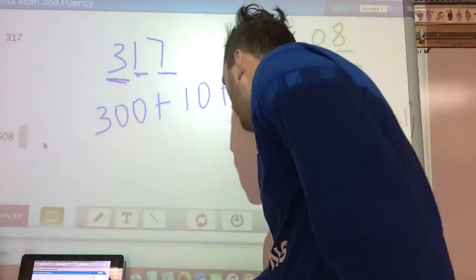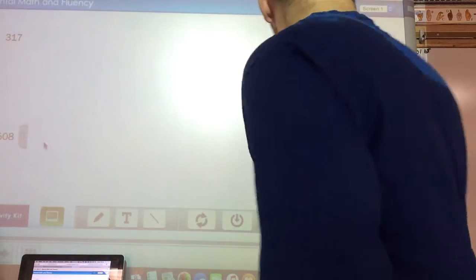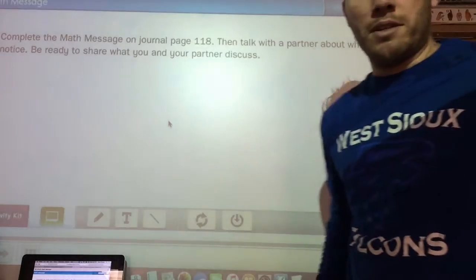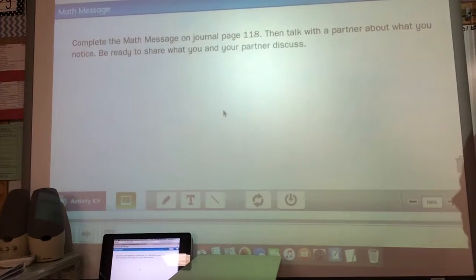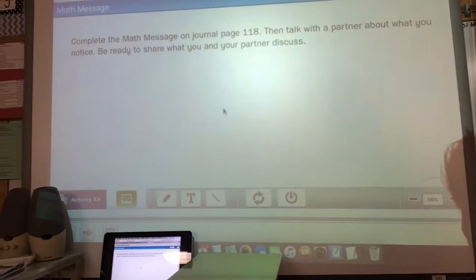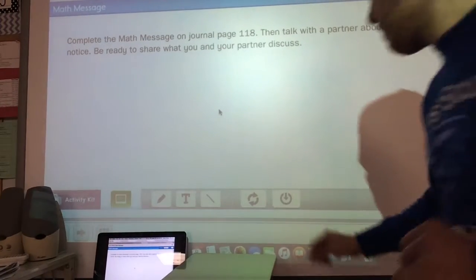Next, what we're going to do is write different decimals in different ways. So our math message for today says, complete the math message on journal page 118. Then talk with a partner about what you noticed. Be ready to share what you and your partner discuss. Okay?